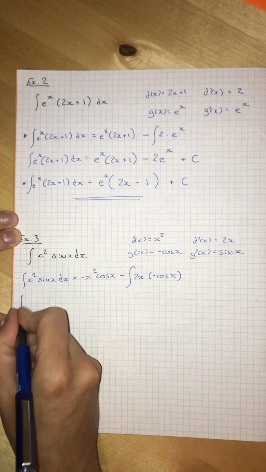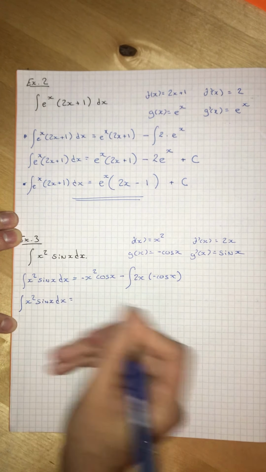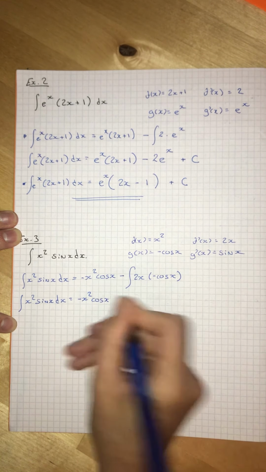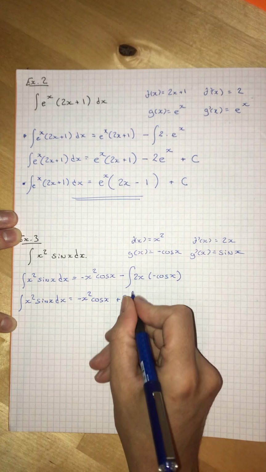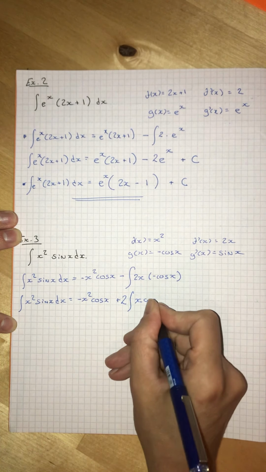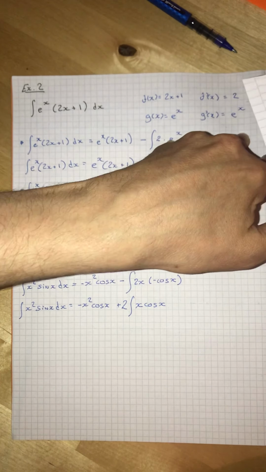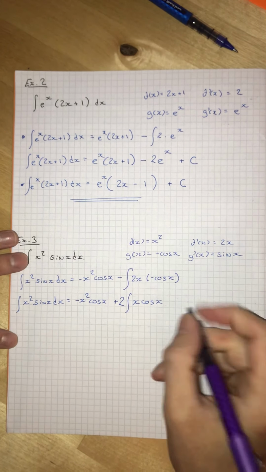So I'll rewrite that: the integral of x squared sin x equals negative x squared cos x. Let's take out the 2 and the negative, so it becomes plus 2 integral x cos x. Okay, so hopefully there you can see that I can't integrate that yet. However, I'll just do it a second time.